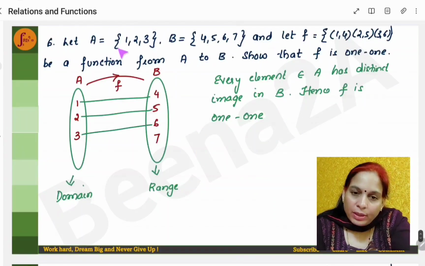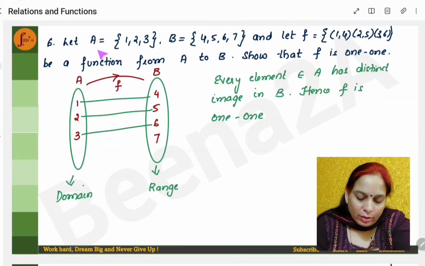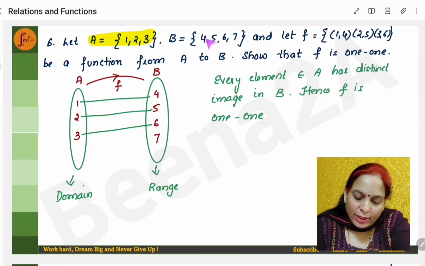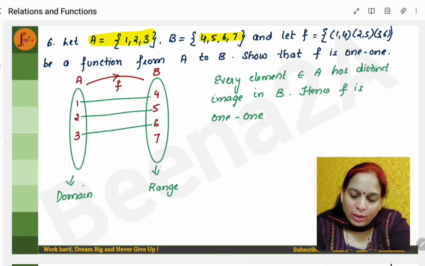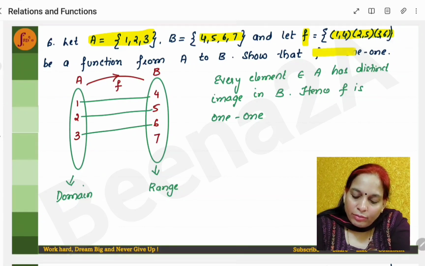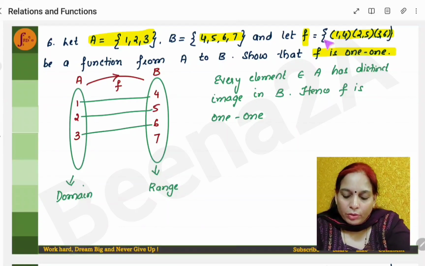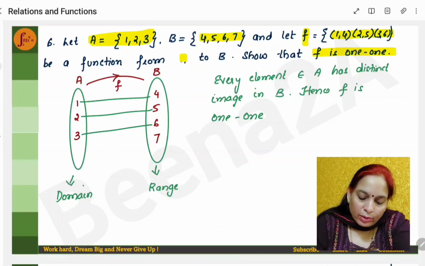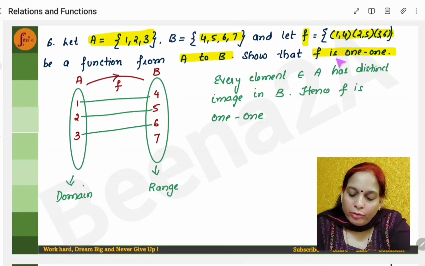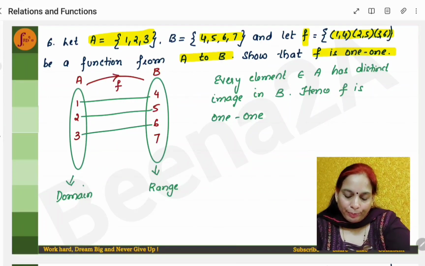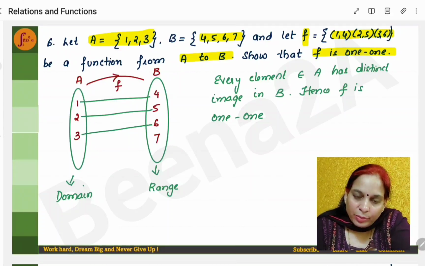Now let's look at this particular example. We have set A which is 1, 2, 3. We have set B which is 4, 5, 6, 7. And the function is having this list of ordered pairs: (1, 4), (2, 5), (3, 6). Show that function is 1 to 1. So you have a function from set A to set B and you have to show that function is 1 to 1. Now you should write it in this particular notation.